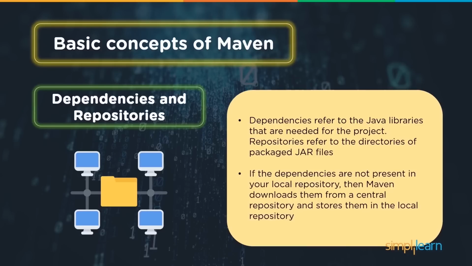repositories. So if the dependencies are not present in your local repository, then Maven will try to download them from the central repository and cache them into your local repository. But first of all, it will look into the local repository, and if it is not present in local, then only it will go to the remote or the central repository.